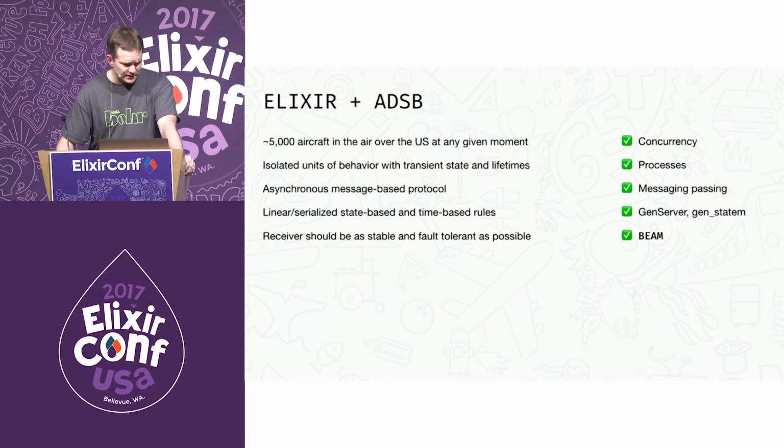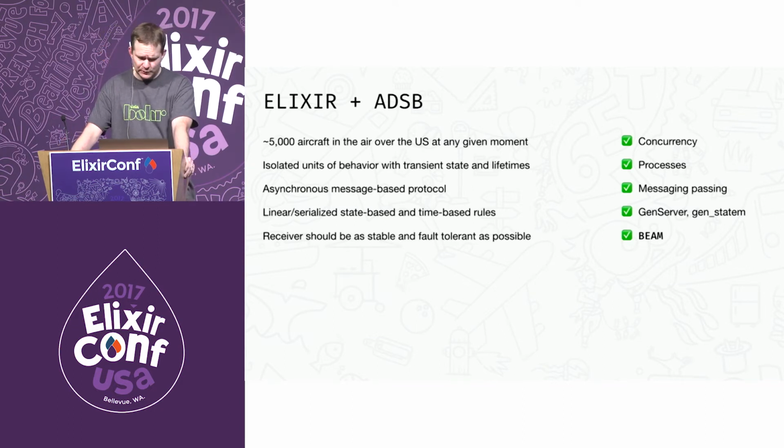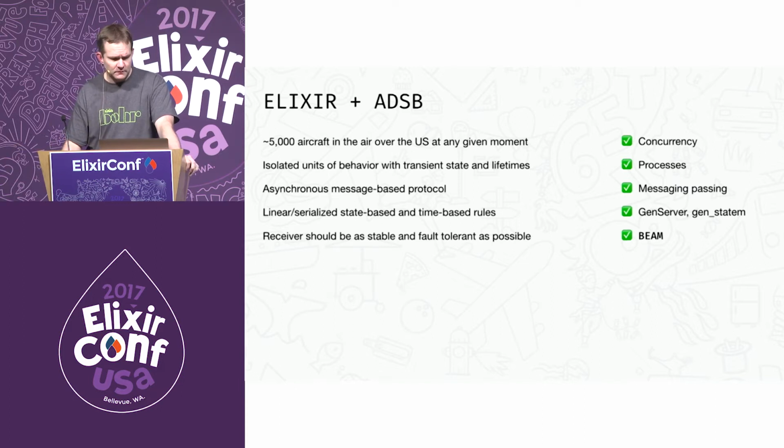The receiver should be as stable and fault-tolerant as possible, because it's possible your app may actually be running on a Raspberry Pi that's mounted on your roof or in your attic, like I have at home, and I'm not going to get up there in the summer because it's like 130 degrees. And do I need to say more? The BEAM.